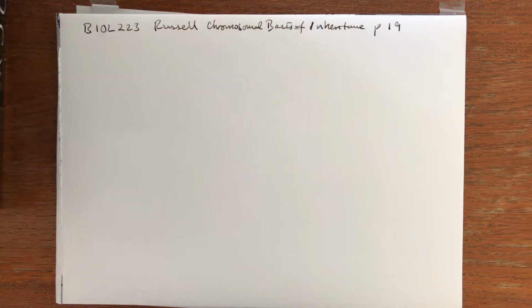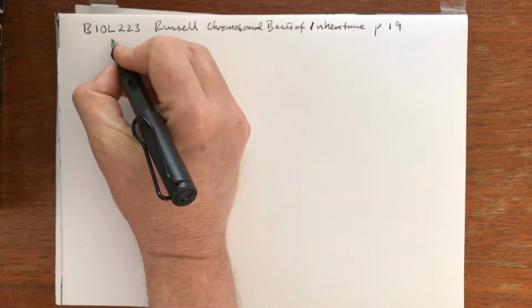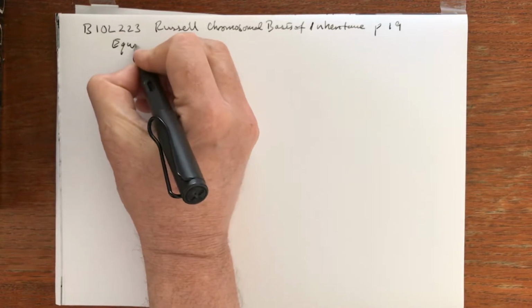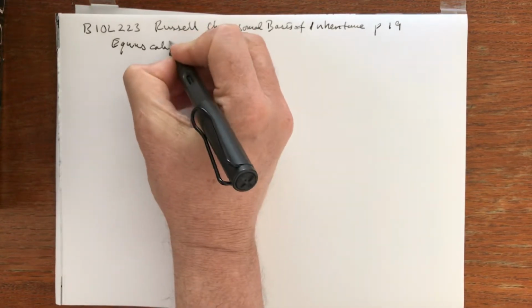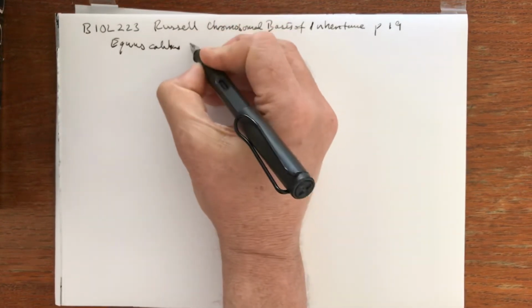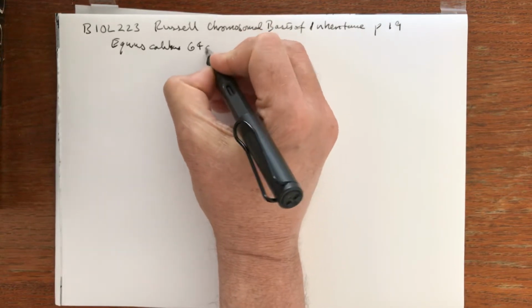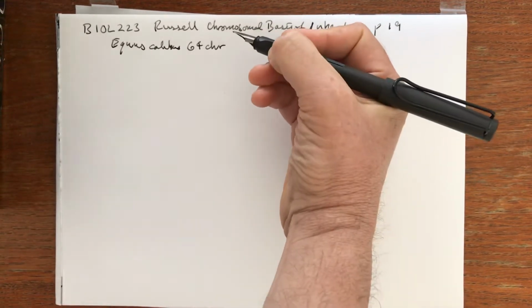This is Biology 223 Genetics, and in Russell's chapter, Chromosomal Basis of Inheritance, it's either chapter 10 or 11, depending on the edition. There's a problem 19, let me read it. The horse has a diploid set of 64 chromosomes. So the horse is Equus caballus. Know this is a horse, 64 chromosomes.